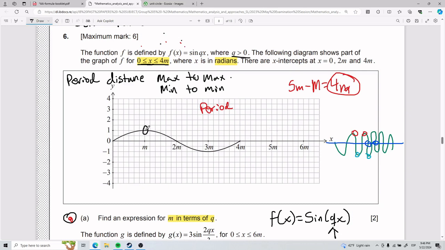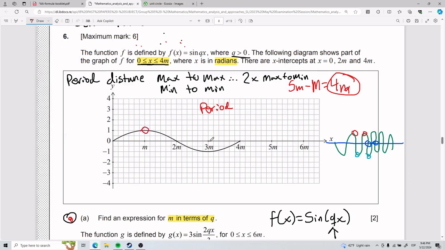Well, the period, as you can see here, is from max to max, but you can also think about it as twice the distance of max to min. If a period is a distance from max to max, you can also think about it as twice the distance from max to min. And the distance from max to min is usually what they give you, like half a cycle or whatever.